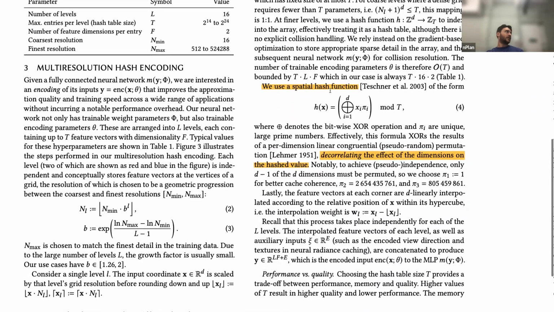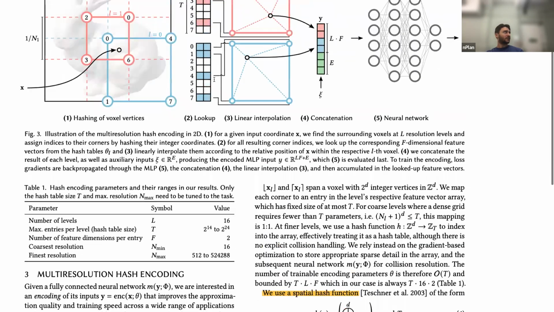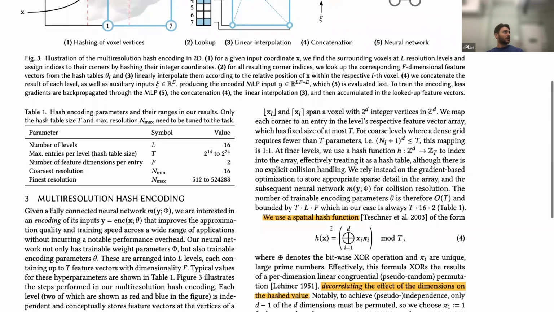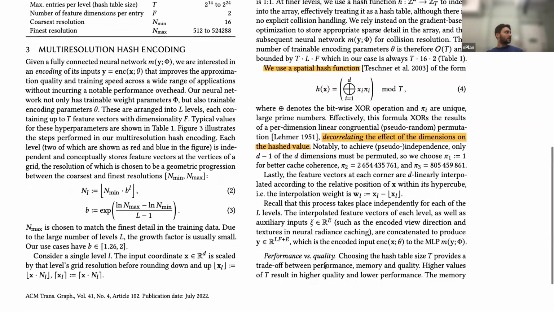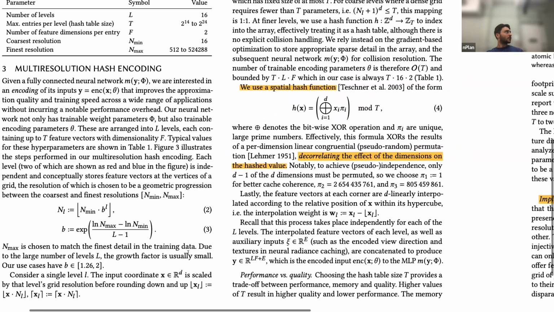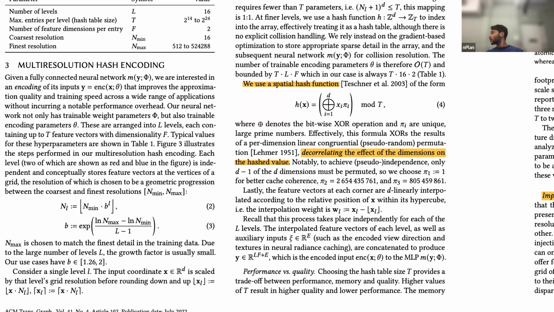They use this spatial hash function as their hash function for determining the index of each encoding of each position. And is there any other important information? So they would sort of iterate over all the pixels in the original picture, and each one gets encoded.